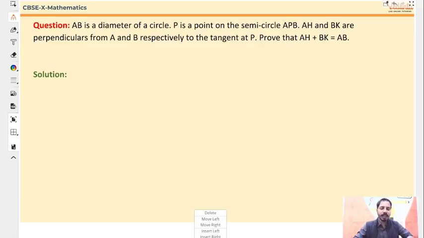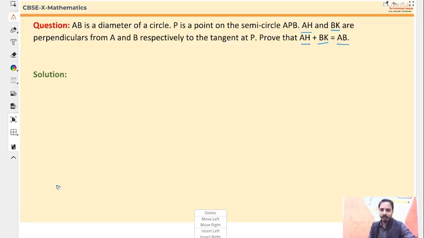Okay, so now let's start solving a few numericals. This question says AB is a diameter of a circle, P is a point on the semicircle APB. AH and BK are the perpendiculars from points A and B to the tangent at P. Prove that AH plus BK is equal to AB. Okay, so this is a level 2 question.